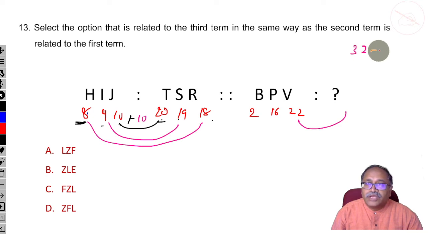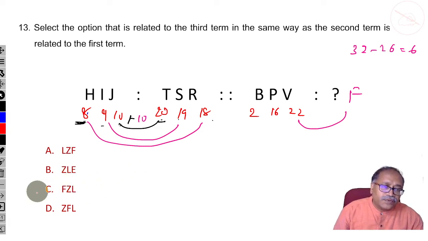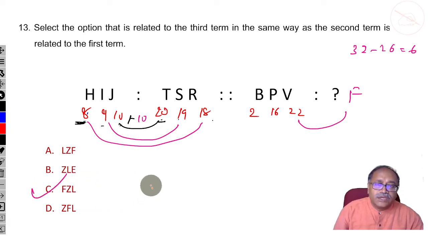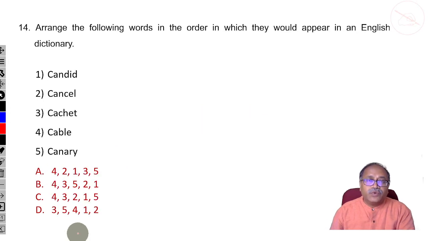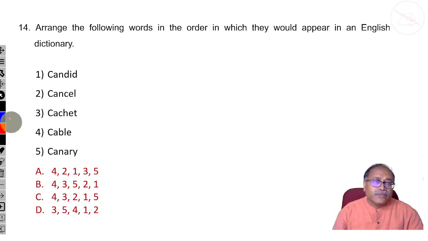So 32 minus 26, which is the 6th letter, and the 6th letter is F. Now you find that only one option is there with F. Option C is your answer. Let's move on to the next question, my friends.